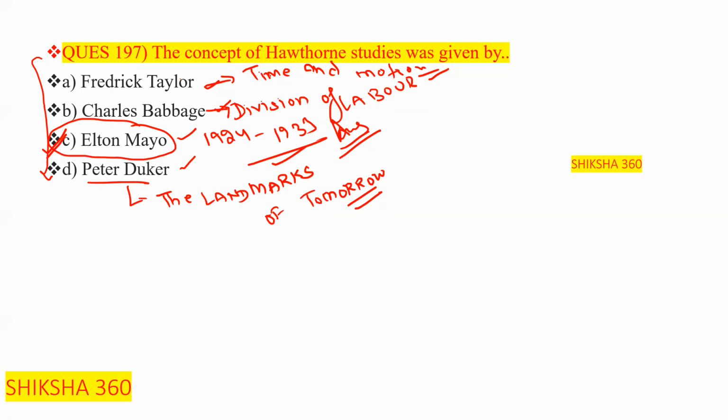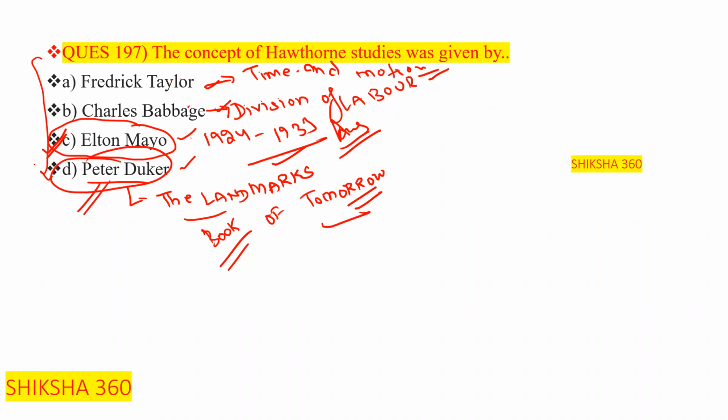Frederick Taylor gave time and motion study. Charles Babbage, division of labor. Elton Mayo, Hawthorne studies, 1924 to 1933. Peter Drucker, The Landmarks of Tomorrow. This is the name of the book, very important. There are some names of books given in chapter number 1. We have discussed 4 to 5 books, and you will definitely expect 1 or 2 questions on the basis of books also.